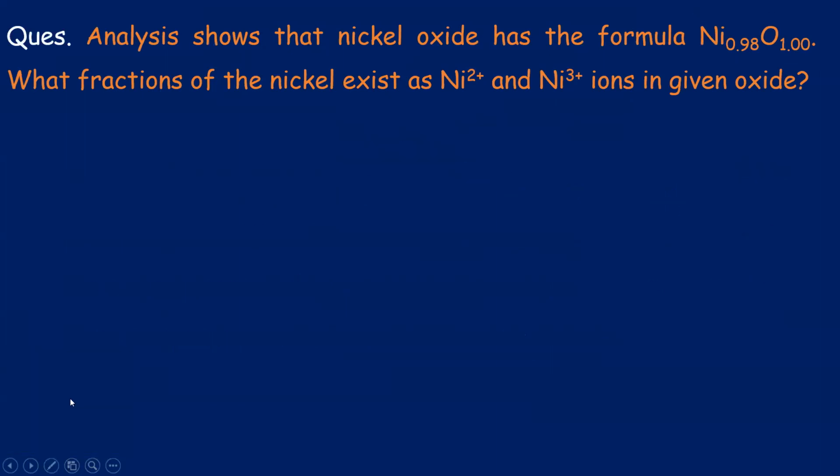The first thing that I will say is that for 100 oxygen ions, there will be 98 nickel ions. Okay, there will be 98 nickel ions. This is the first thing that I will say.